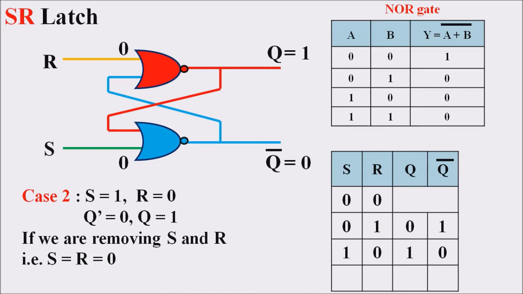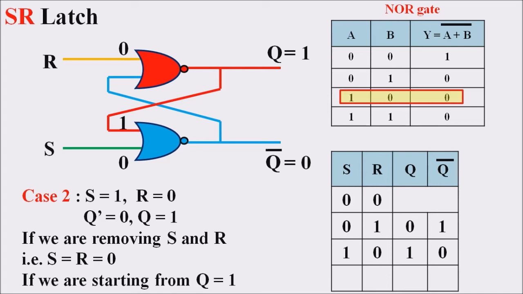Now let us start from Q equal to 1, and this Q value is feeding towards the input of the second NOR gate. That is, the output of the first NOR gate, Q equal to 1, is given as the input of the second NOR gate. So now the input of the second NOR gate becomes 1, 0, and according to the NOR gate, the input 1, 0 results in an output of 0. So Q complement's new value becomes 0, that is, the previous value is 0 and the current value is 0 itself. This simply means that there is no change in the value of Q complement.